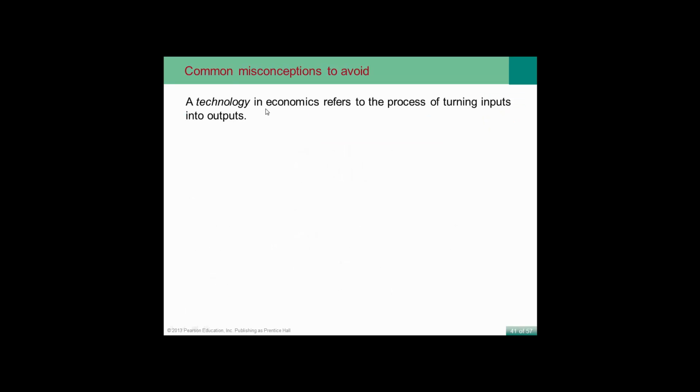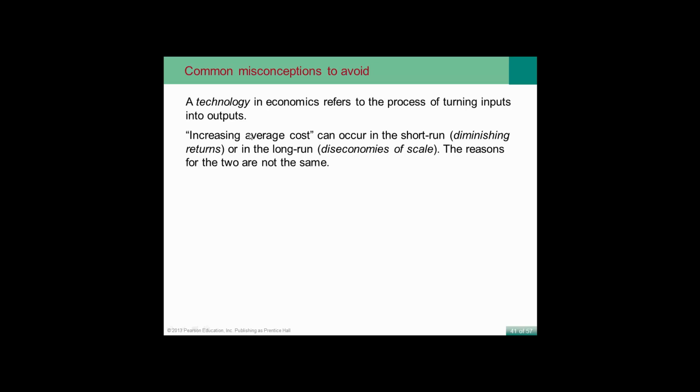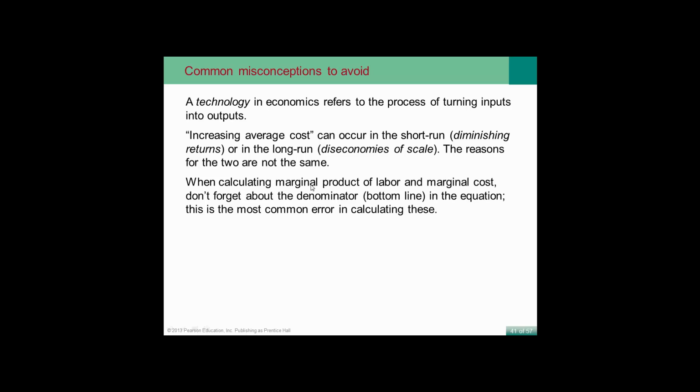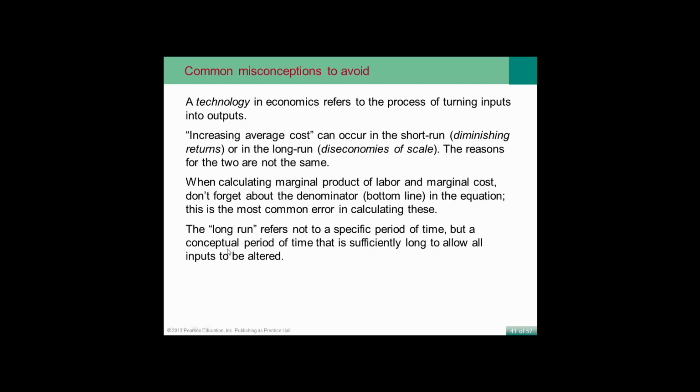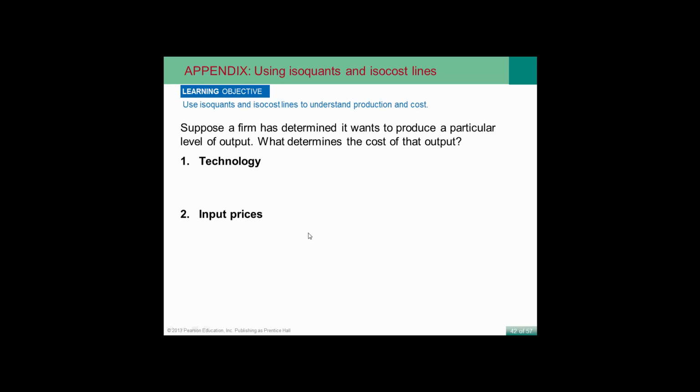Misconceptions to avoid. A technology in economics refers to the process of turning inputs into outputs. Increasing average cost can occur in the short run, from diminishing returns, or in the long run, from diseconomies of scale. The reasons for the two are not the same. When calculating marginal product of labor and marginal cost, don't forget about the denominator, the bottom line in the equation. This is the most common error in calculating these. And remember, the long run refers not to a specific time period, but to a conceptual period of time that is sufficiently long to allow inputs to be altered. And we're not going to cover the appendix for Chapter 11, so this is it for the Chapter 11 overview.